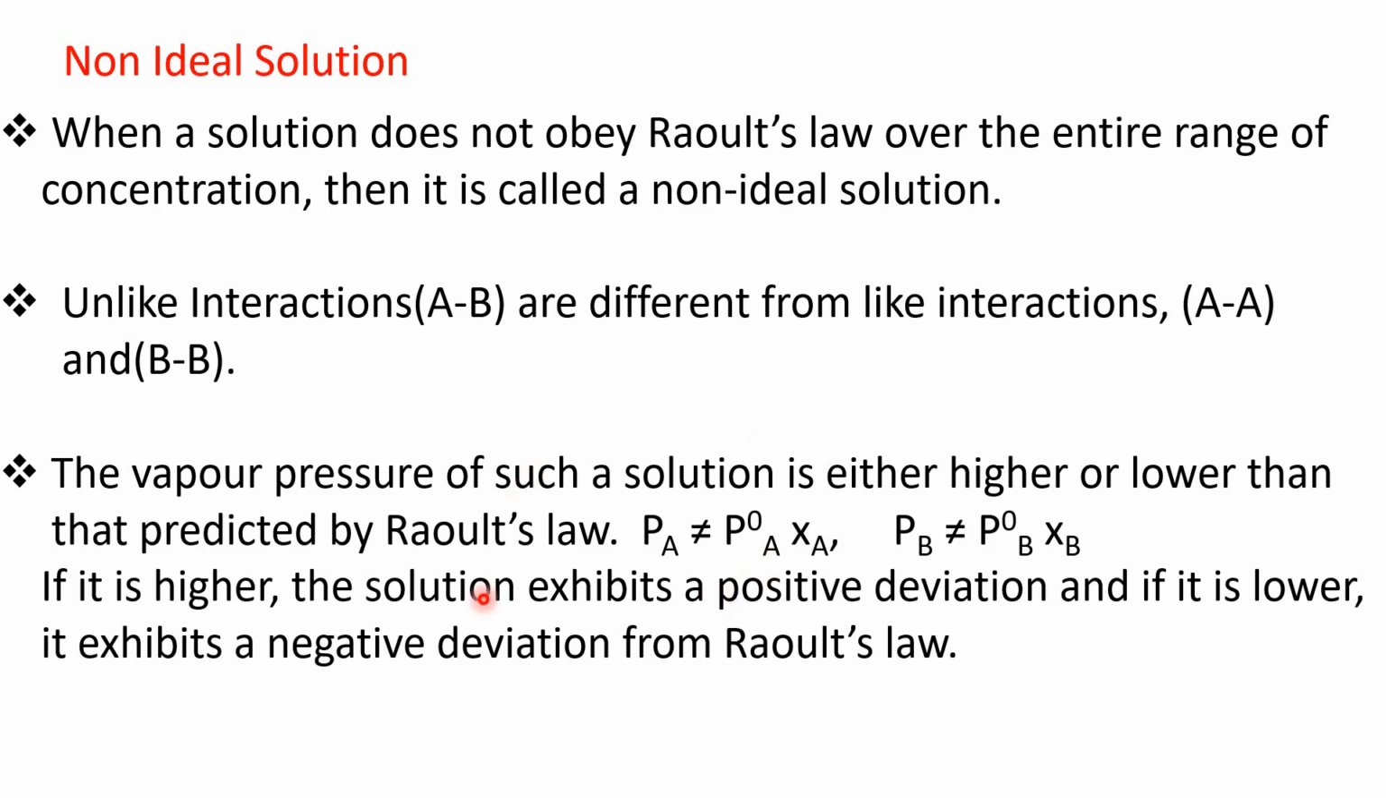So, the partial vapor pressure of component A is not equal to the mole fraction of component A in the solution multiplied by the vapor pressure of the component in the pure state at the same temperature. That means Raoult's law does not hold. Similarly, the partial vapor pressure of component B is also not equal to P naught B into X B. If the vapor pressure is higher, then the solution shows positive deviation from ideal behavior. If it is lower, then it shows negative deviation from ideal behavior or Raoult's law.